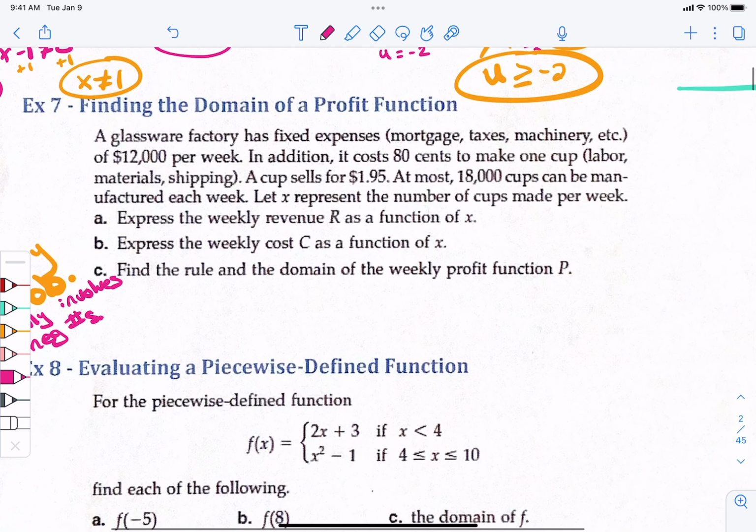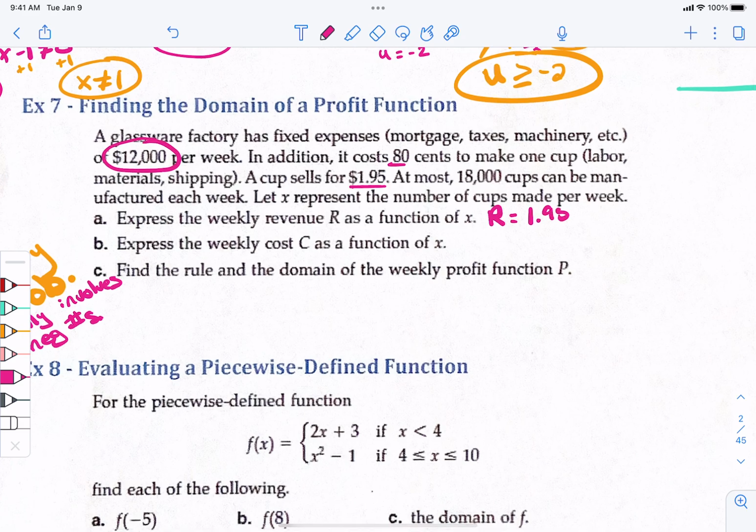All right, so a glassware factory has fixed expenses like mortgage, taxes, machinery, those type of things that amount to $12,000 per week. That is insane. We better be making lots of money. If it's $12,000 per week is what our cost is. In addition, it costs 80 cents to make 1 cup, and a cup sells for $1.95. At most, 1,800 cups can be manufactured each week. Okay? Express the revenue as a function of X. So our money that we have coming in is how much?